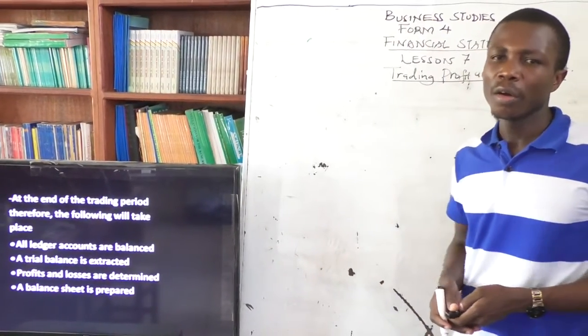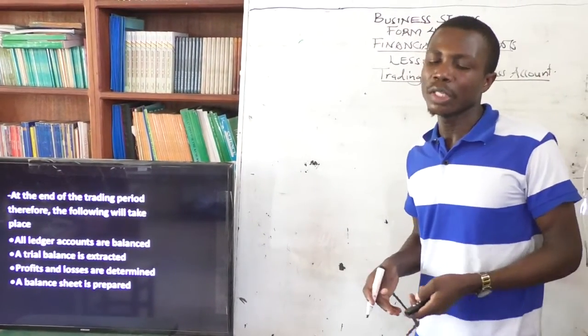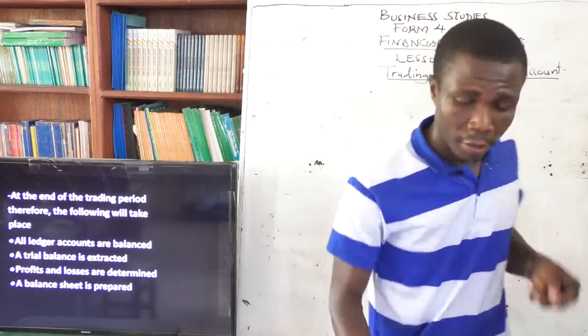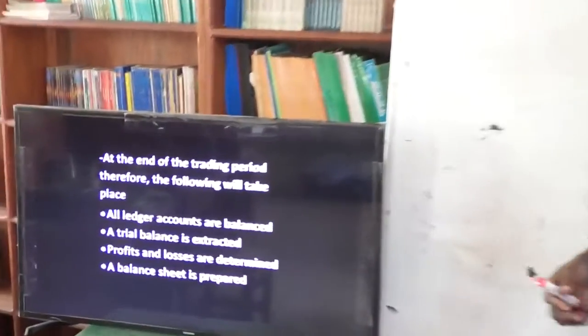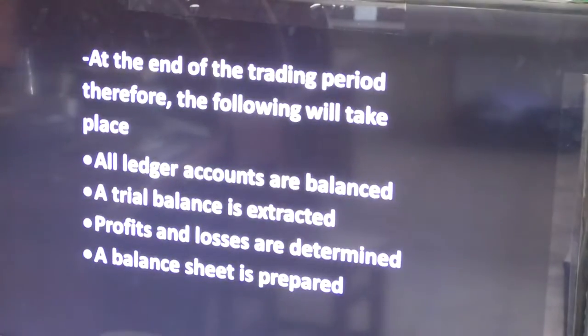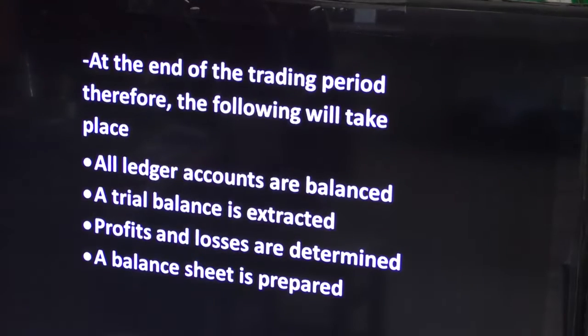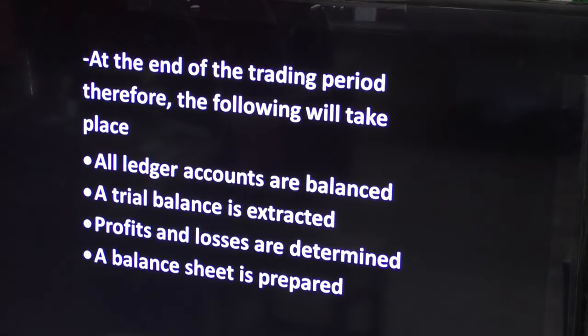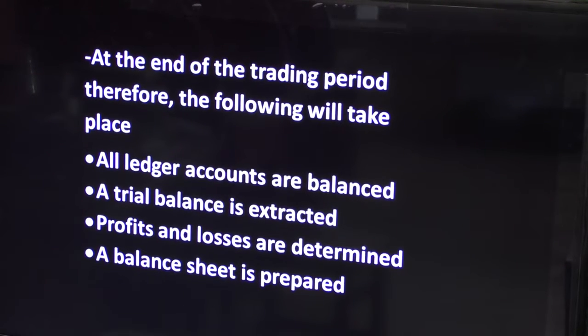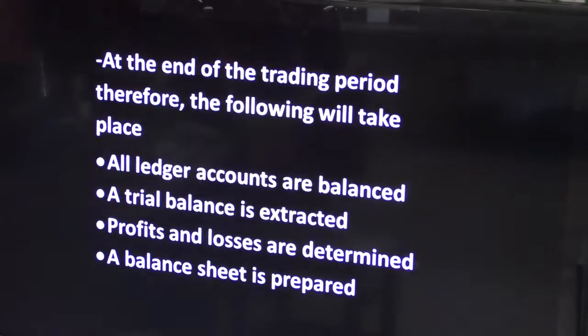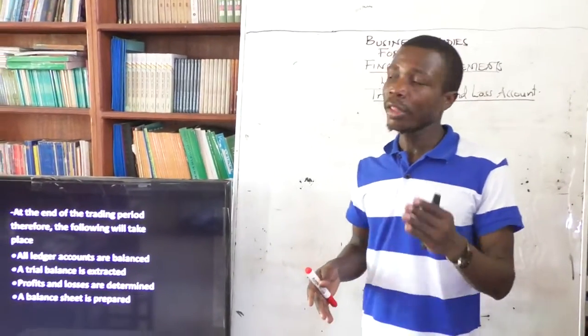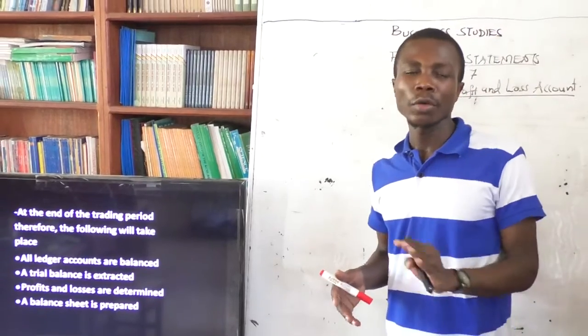So at the end of the trading period, the following will take place. What do they do at the end of the accounting period? One thing that they always do is that all the ledger accounts are balanced. We talked about the ledgers, so preparing the ledgers, we know. But at the end of a trading period, which is also known as the accounting period, one thing they always do is balance all those ledgers.